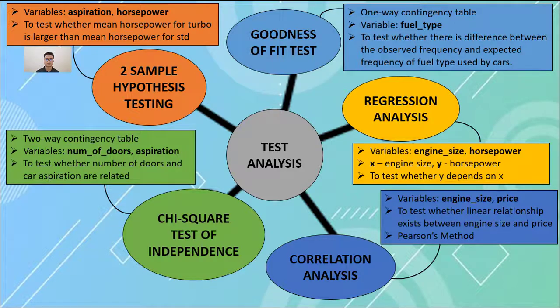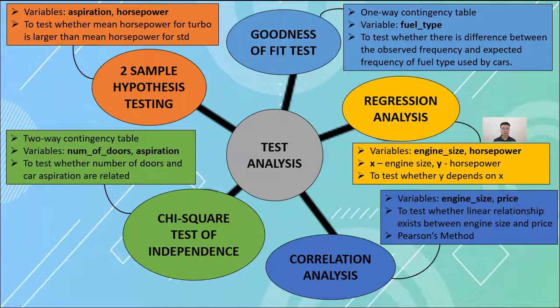So these are the test analyses that I will be performing. For two-sample hypothesis testing, the variables that I have selected are aspiration and horsepower, where I will test whether the mean horsepower of turbo-aspirated cars is higher than the mean horsepower of standard aspirated cars. For correlation analysis, the variables that I have selected are engine size and car price, where I will be testing whether a linear relationship exists between engine size and car price.